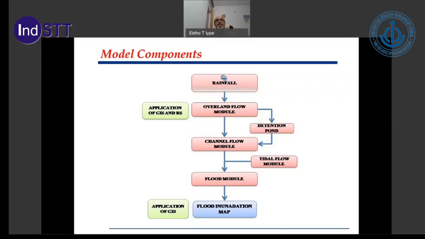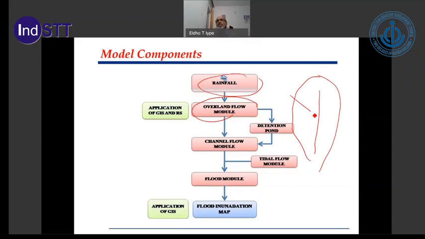As far as this model is concerned, various components are there. Everything is developed in a geographic information system, and we used remote sensing data extensively. If you get the rainfall prediction, we first identify the overland, and there is an overland flow module. If this is your area, this is the so-called overland, this is a channel, and then we route the flow, and at any location we can get the flooding possibilities.